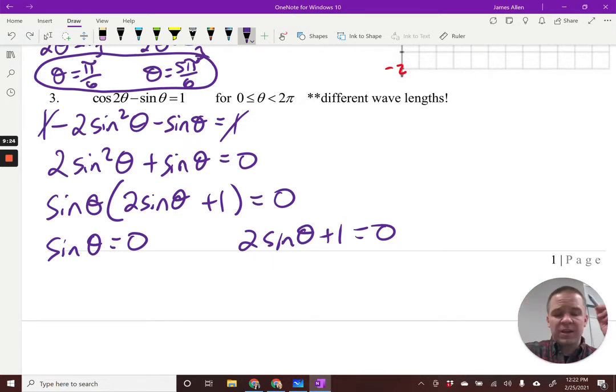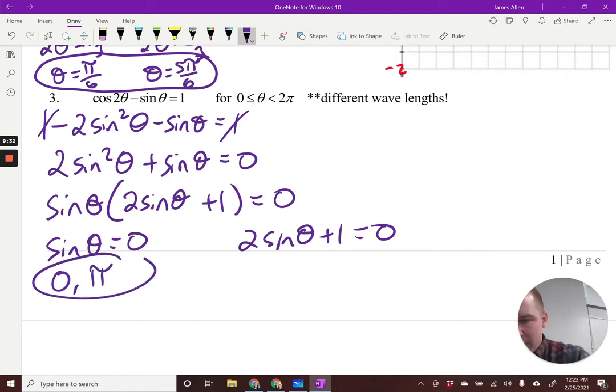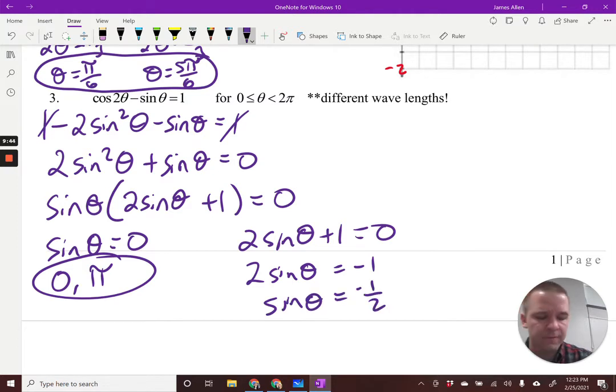So now they're within these other problems. So when, first off, is sine going to be equal to 0? That is going to be at 0, and in radians, pi. So there's 2 of them there. And then the other one we still have some solving to do. So I'm going to have 2 sine of theta equals -1, divided by 2, and I get sine of theta equals -1/2. I like it. So when does sine equal -1/2? Well, it's going to be negative in the third and fourth quadrant.